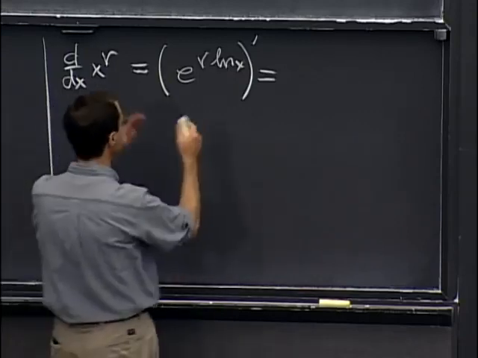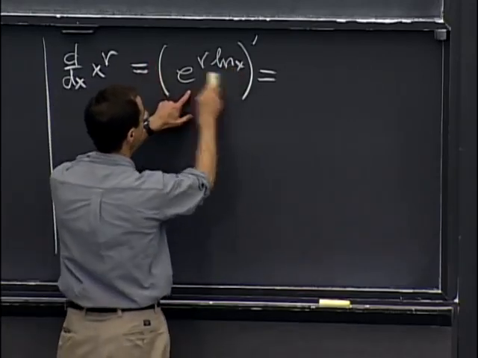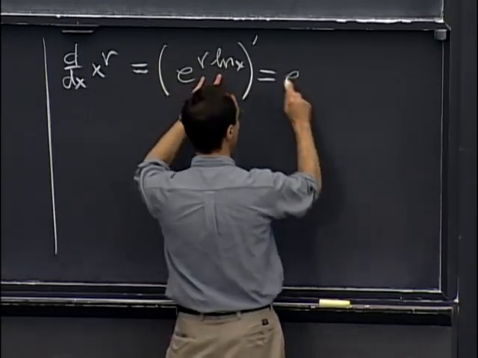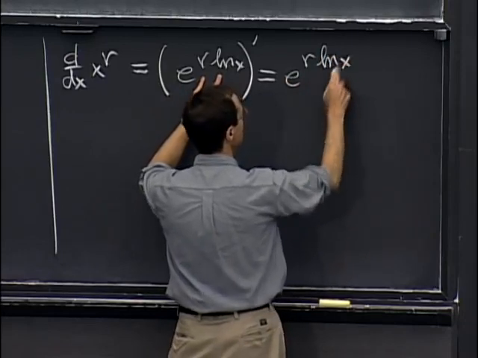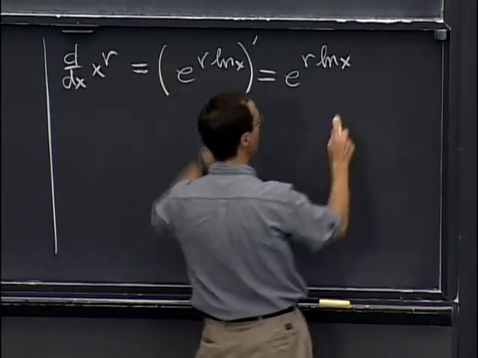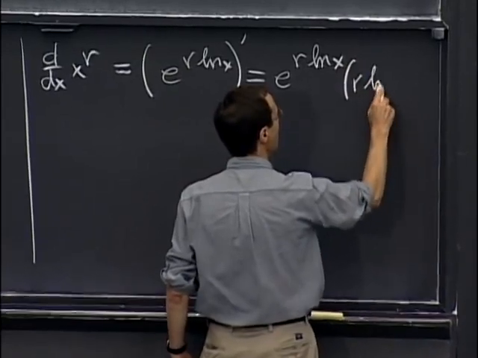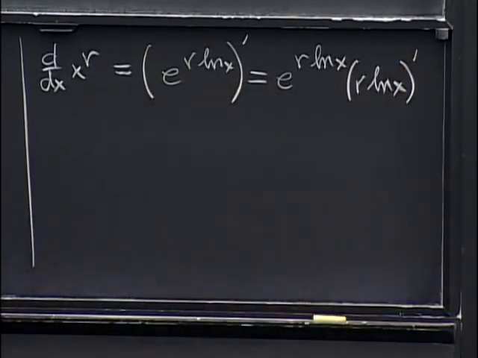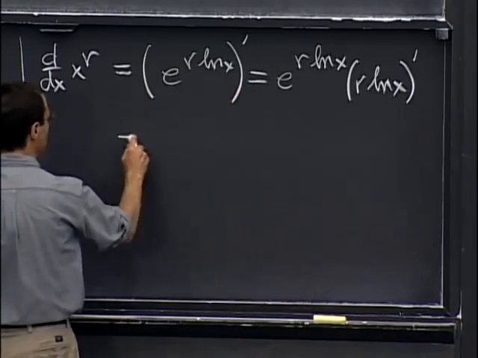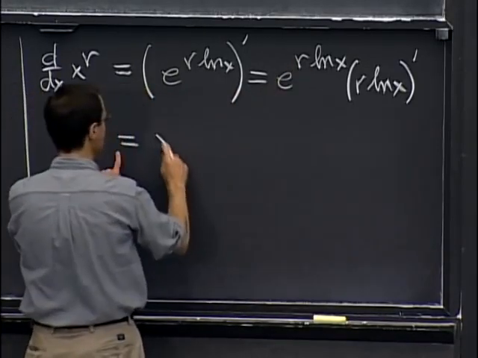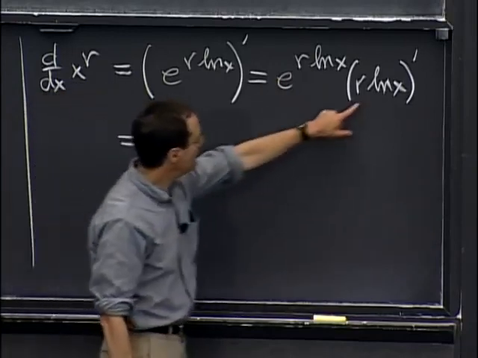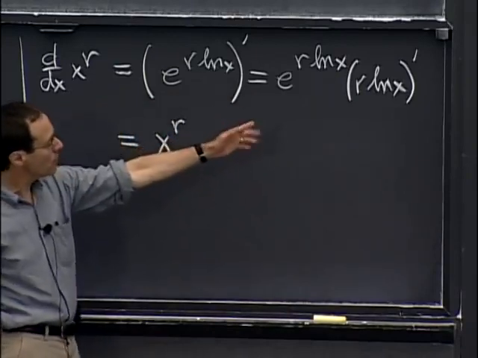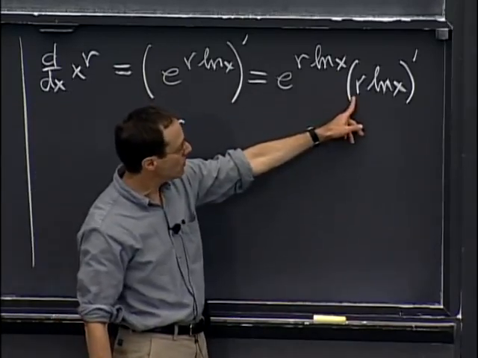The chain rule says that it's the derivative of this times the derivative of the function. So the derivative of the exponential is just itself. And the derivative of this guy here, well, I'll write it out once. It's r log x prime. So what's that equal to? Well, e to the r log x is just x to the r. And this derivative here is, well, the derivative of r is 0, right? This is a constant factor.